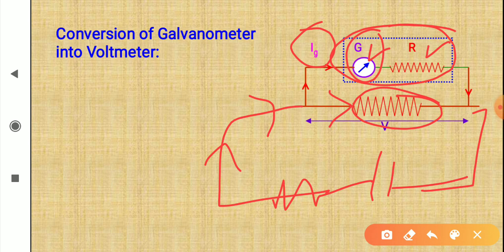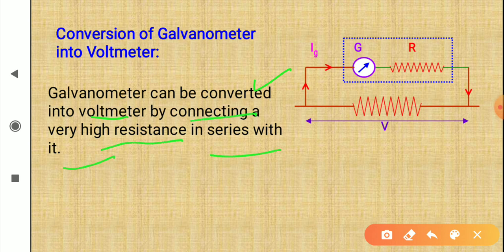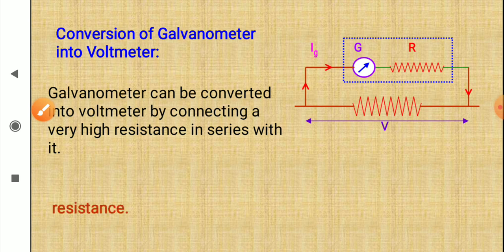So this series combination gives a voltmeter, and you know that voltmeter is connected in parallel. So हमारा मकसद है इस रेसिस्टेंस के अक्रॉस यहाँ से यहाँ तक पोटेंशियल डिफरेंस निकालना. So high resistance is connected in series with the galvanometer, right? So galvanometer can be converted into voltmeter by connecting a very high resistance in series with it. Now we are going to find out its value.